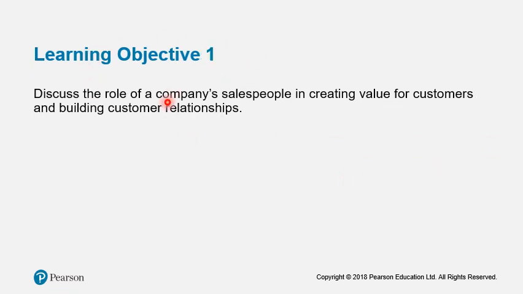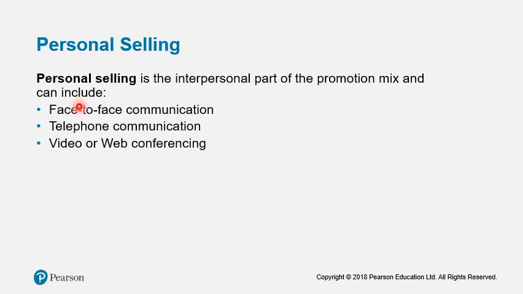So let's look at the first learning objective: to discuss the role of the company salesperson in creating value for customers and building customer relationships. As you know, personal selling, like I've mentioned previously yesterday, is the interpersonal part of the promotion mix and can include face-to-face communication. It can also be done via the telephone or even with video or web conferencing. This also includes chatting, because there is an increasing number of chats available for customers to chat with the sales force when personal selling is being conducted.